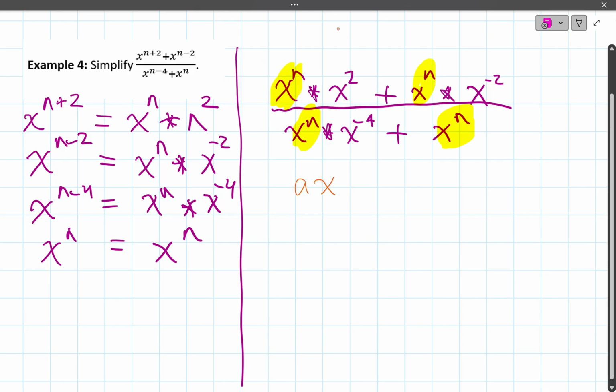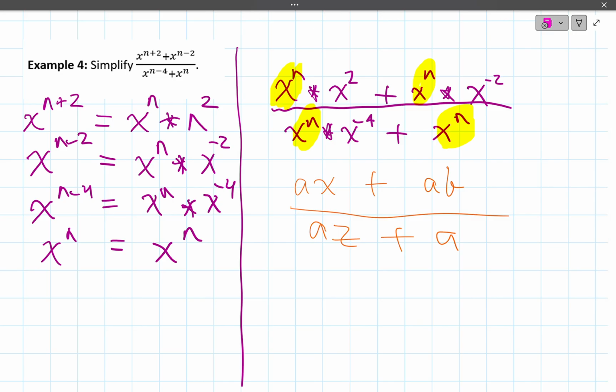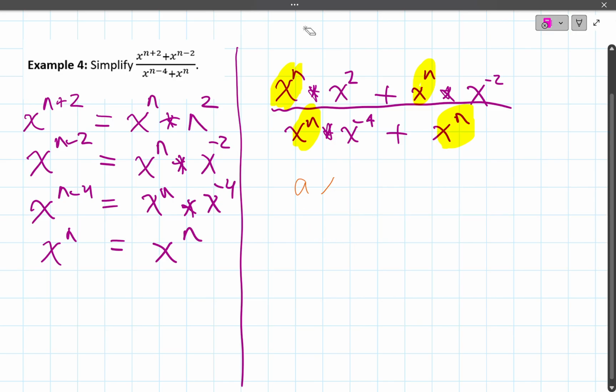So this is like if I had ax plus ab over az plus a. So you can see clearly that in the numerator and the denominator, you can take out a common factor of a on both of those. So I'm going to do that, but my common factor is not a, it's x to the n.